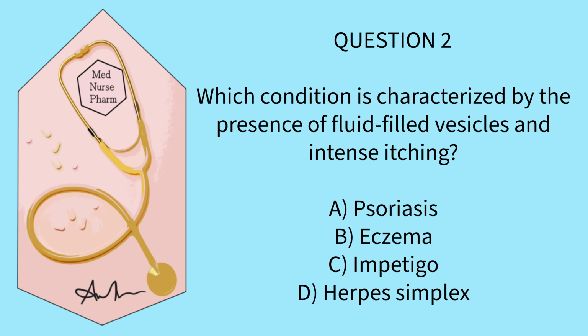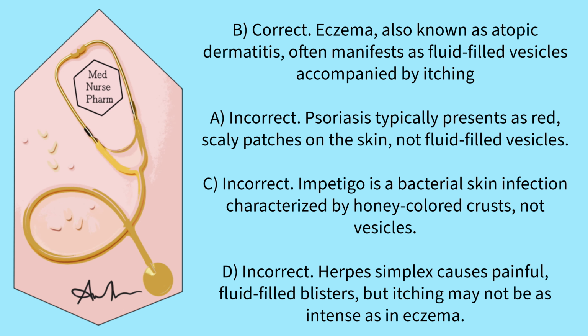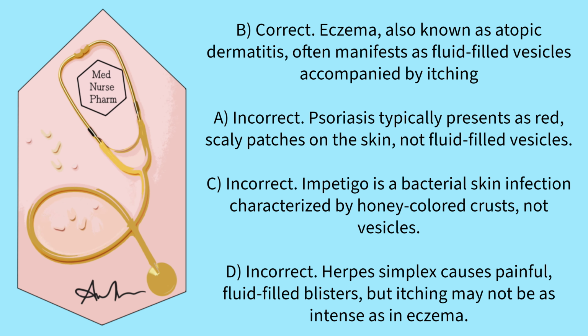Question 2. Which condition is characterized by the presence of fluid-filled vesicles and intense itching? Psoriasis, eczema, impetigo, herpes simplex. Pause the video and select your answer. The correct answer is B, eczema, also known as atopic dermatitis, often manifests as fluid-filled vesicles accompanied by itching.